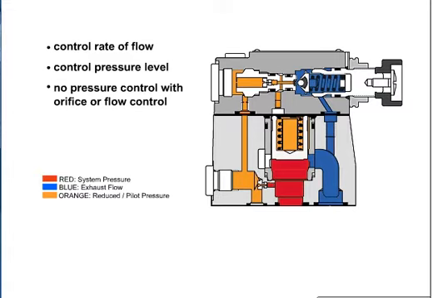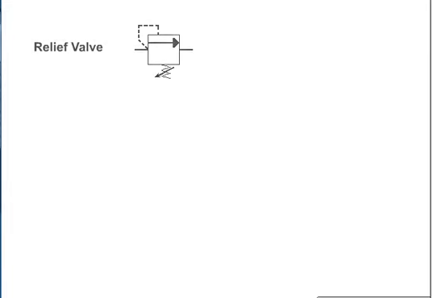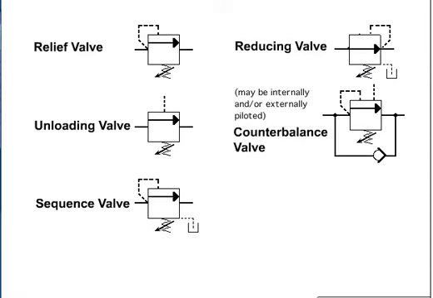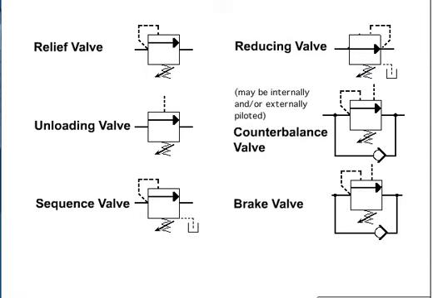For accurate control of force, 6 types of pressure controls have been developed. They are relief valve, unloading valve, sequence valve, reducing valve, counterbalance valve, and brake valve. By symbol, these valves closely resemble one another. Often, only their location in the hydraulic circuit will designate what type of pressure valve they are.